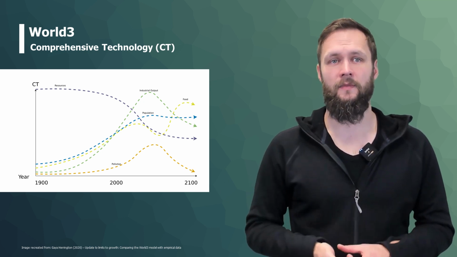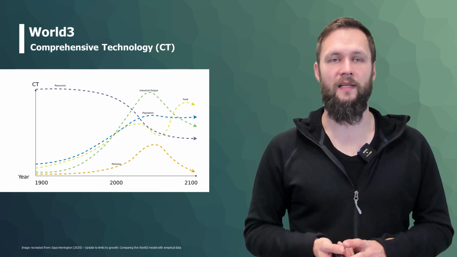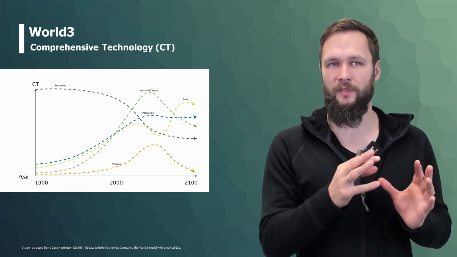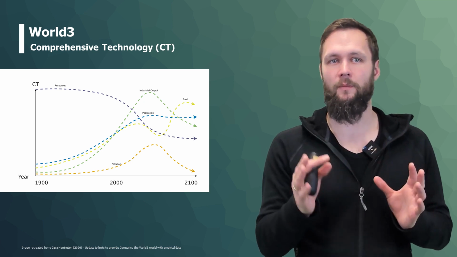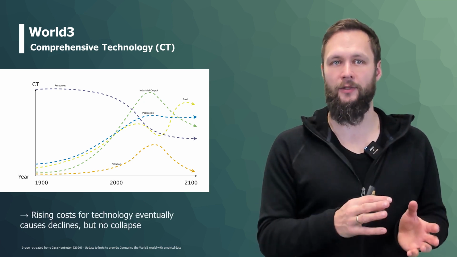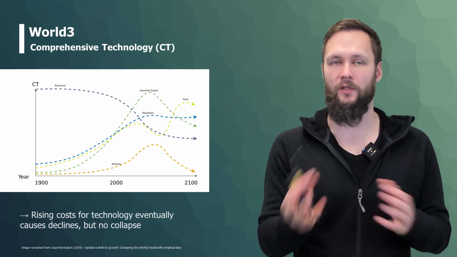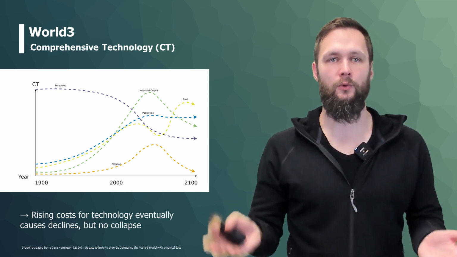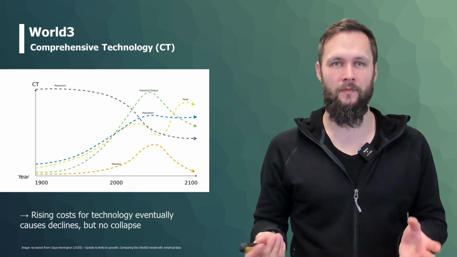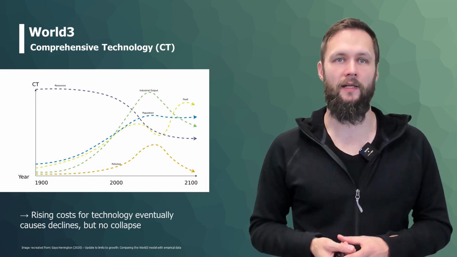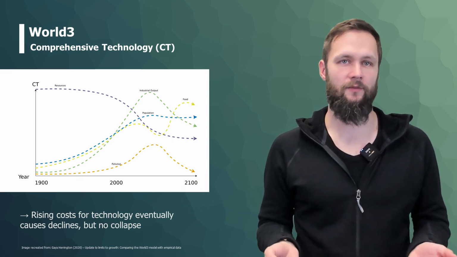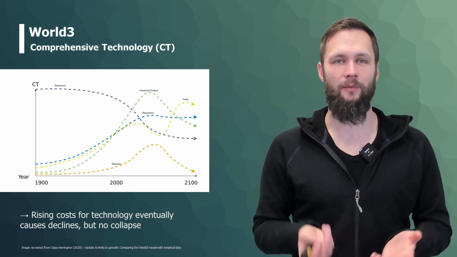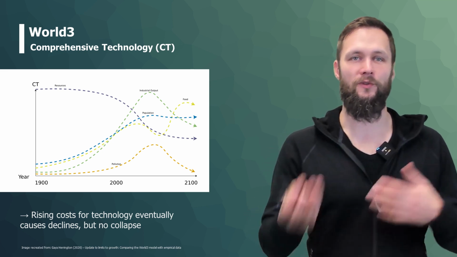And this is what leads us to the stabilized world scenario, because what we have in the comprehensive technology scenario is pretty much a problem caused by the rising costs for technology, which then eventually cause some declines. So how could we try to reduce those costs for technology? By pretty much trying to use less, for example. What we're preaching in this lecture again and again, the most sustainable thing you can do is to consume less.